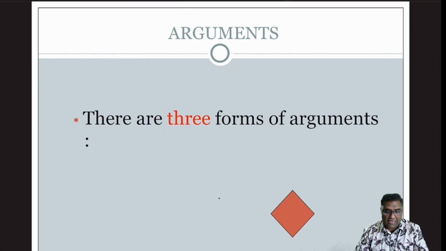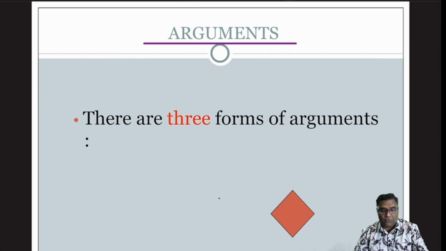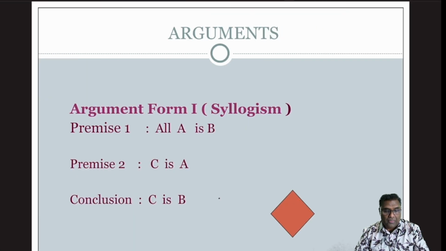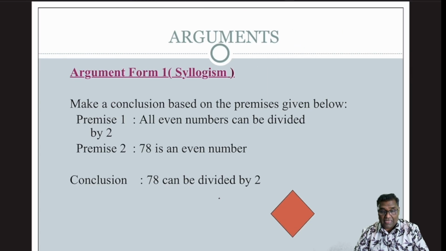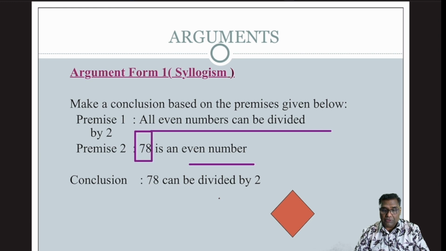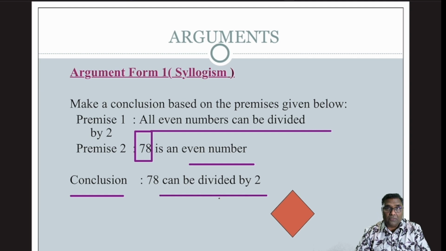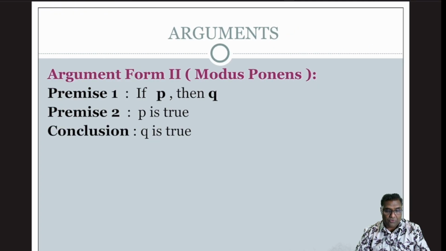Example, okay? There are 3 forms of arguments. What are the 3 forms of argument that we need to know? Premise A, all is B. 2, therefore C is B. This is called syllogism. Okay? Example, right? All even numbers can be divided by 2. Betul. 78 is an even number. Betul. So conclusion, 78 can be divided by 2. This is argument form 1. We call it syllogism.